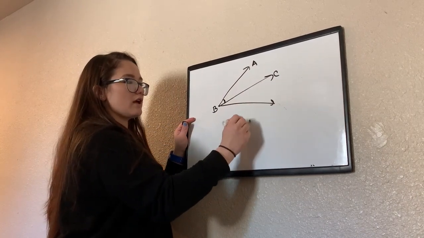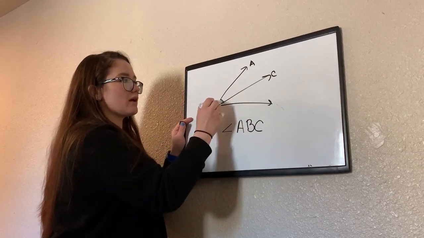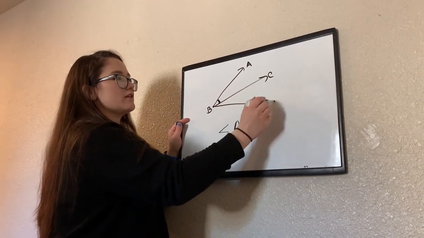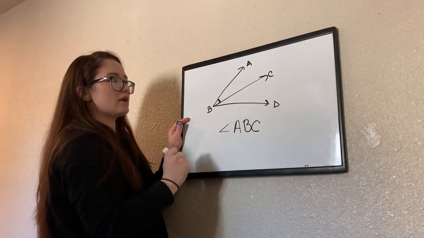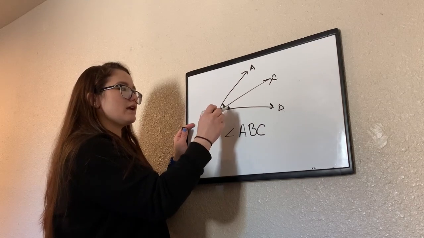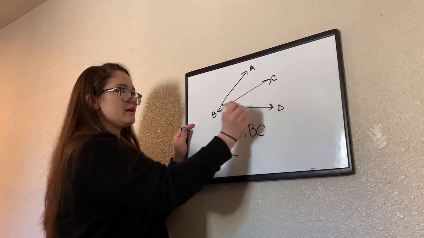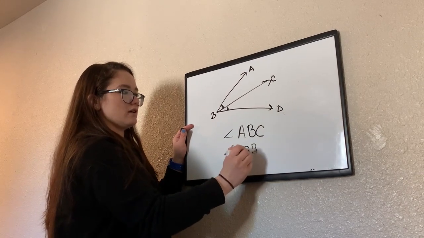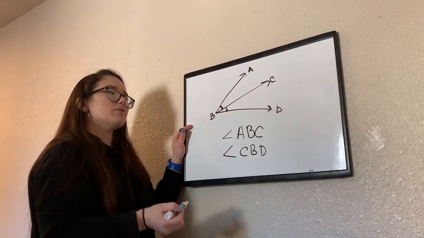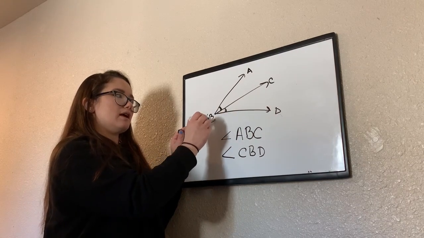So this is angle ABC. When we say ABC, we're talking about this angle here. If this was D, and we wanted this angle here, we would call this angle CBD. Okay, so the way we read the angles is through the vertex angle here.